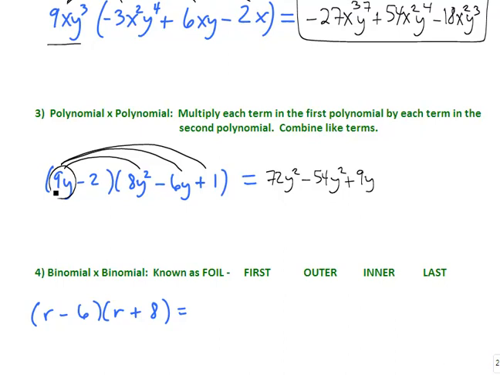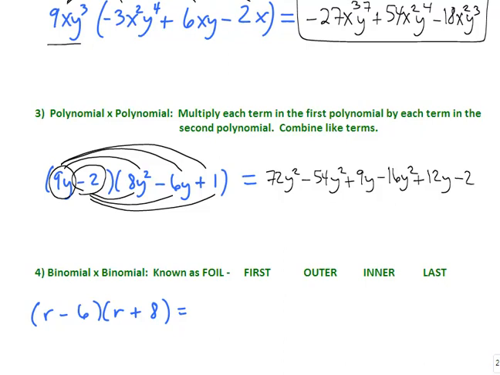Now we've used up the 9y. We've multiplied 9y times everything that we can. Now we're going to take the negative 2 and multiply it across to each term in the second set of parentheses. So negative 2 times 8y squared will be negative 16y squared. Negative 2 times negative 6y becomes positive 12y. And negative 2 times positive 1 is negative 2.